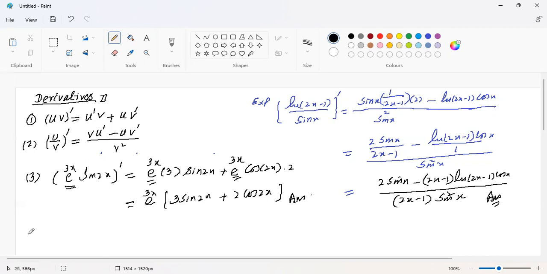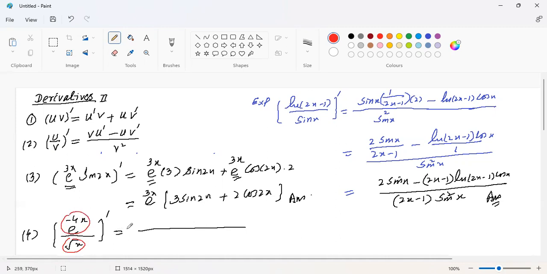Now, there is a fourth example. Let we have e raised to the power minus 4x divided by the square root of x, and you want to find its derivative. Also, we use the quotient rule for this. According to the quotient rule, or you can say the u by v formula, this is your V and this is your U.